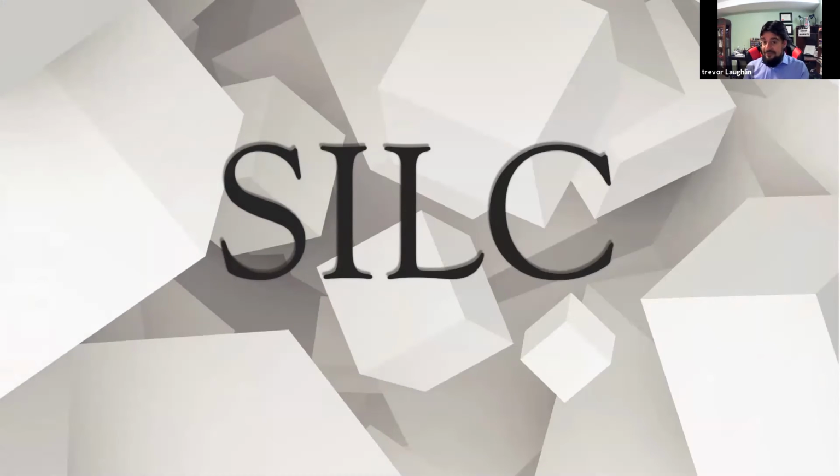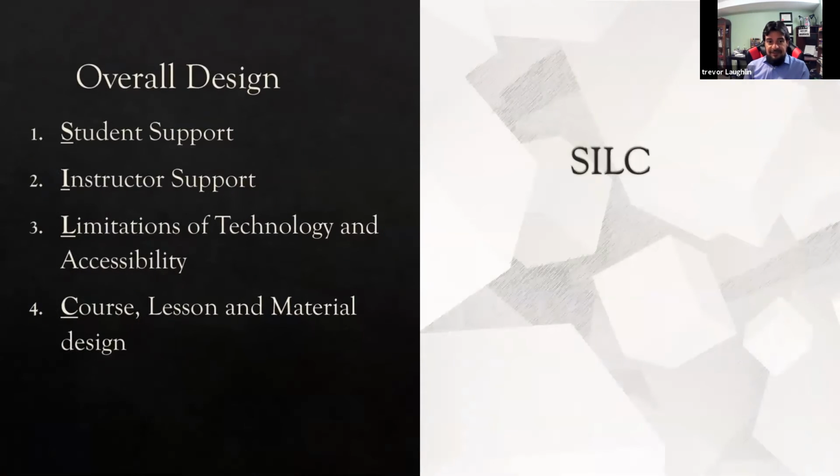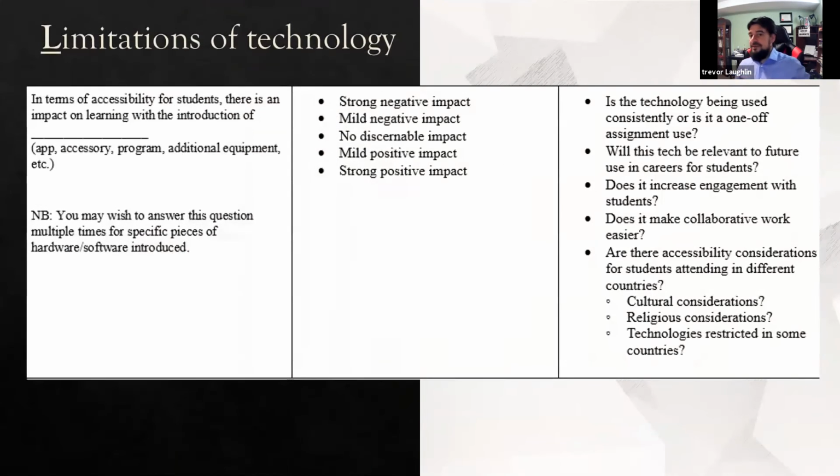And ultimately, this led together to form Silk, talking about student support, instructor support, the limits of tech, and the course design. Now, the way we built Silk is quite interesting. We took the best of all. So what we've done is we have a simple 3-column system. In the leftmost column, we have our probing question. So what you would address here, for example, we have something from the limits of tech section. So in this section, we have a major question, which you can fill in the blank with any technology you want. So in terms of accessibility for students, there is an impact of learning with the introduction of VoiceThread, Zoom, Google Groups, whatever it is.